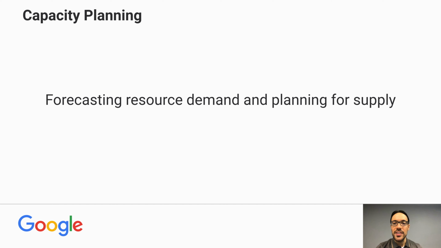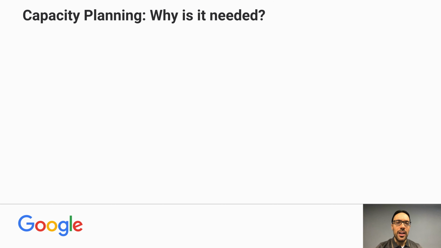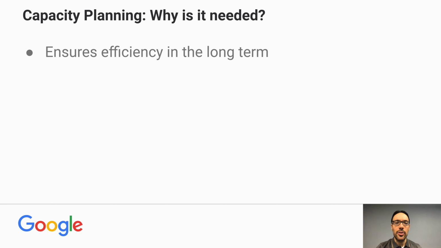Once services are provisioned for, the next step is to forecast resource demand and plan for supply. That process is called capacity planning. Why is capacity planning needed? Well, it makes the service reliable and efficient in the long term.